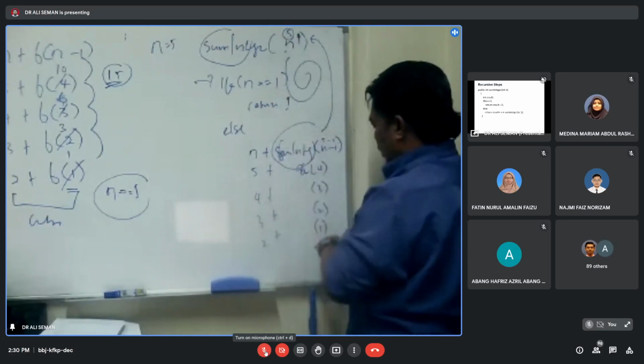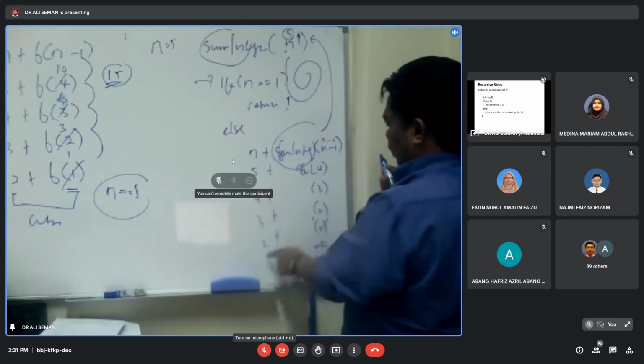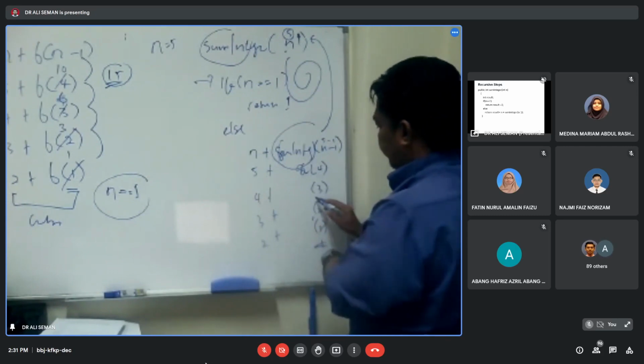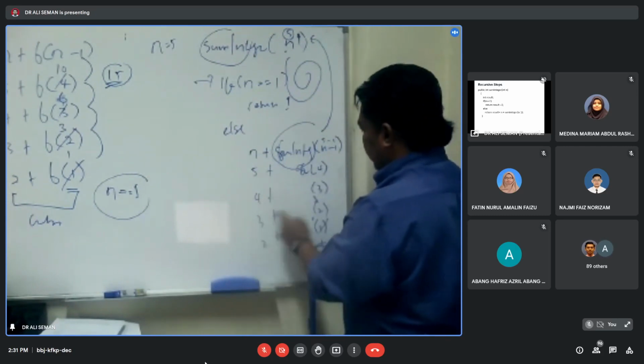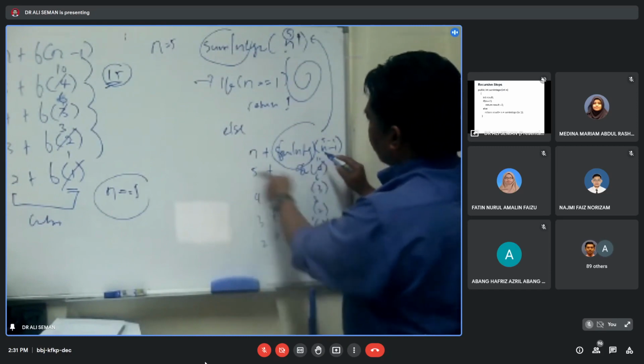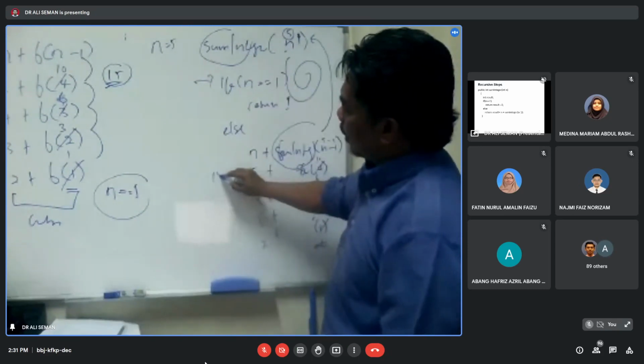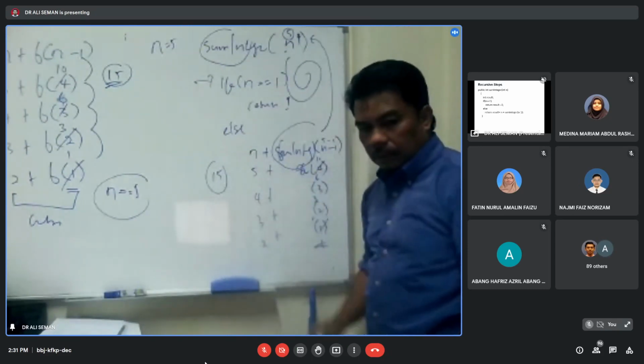Because we stop here at 1, return 1. And 2 plus 1 is passed to this, 3. After that 3 plus 3, 6. 6 plus 4, 10. 10 plus 5, 15. And finally, when we run this, automatically we can get the answer 15. Correct?